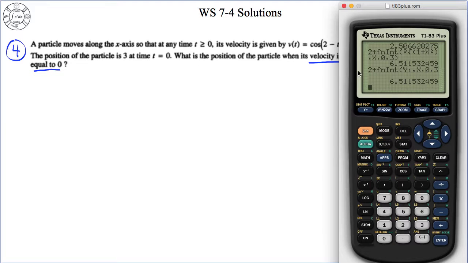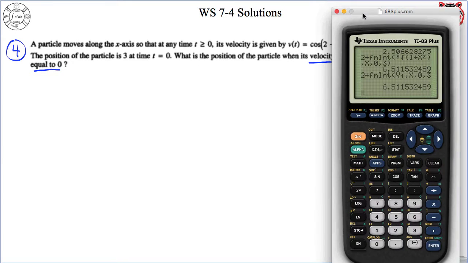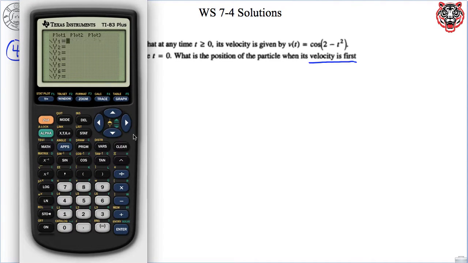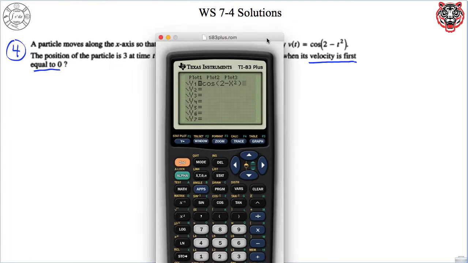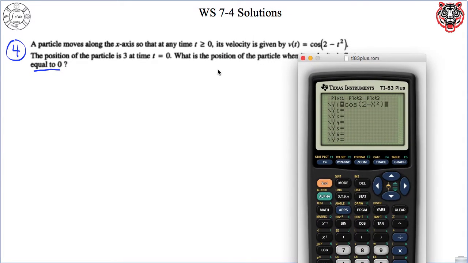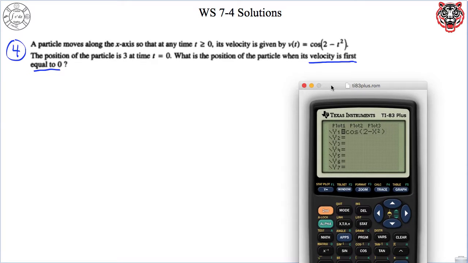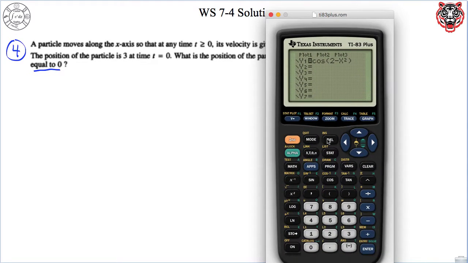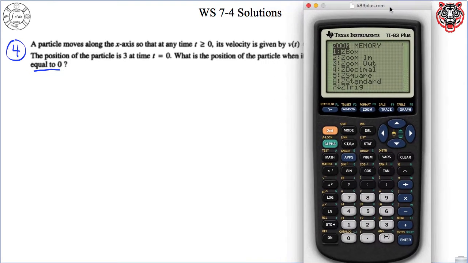Let's go to our calculator, and we need to enter the equation to look at its graph, and we'll analyze the graph. So our y equals, we'll clear this. This is going to be equal to cosine of 2 minus t squared. Okay, so we have our function, and we know our window is going to be between 0 and, we don't really know when. So let's just go 0 to 4. I think that's good. So I'll go window, from 0 to 4, sounds good, and then zoom to scale.